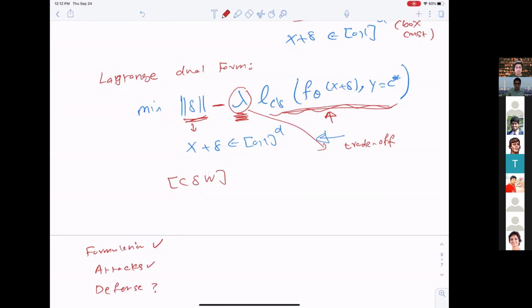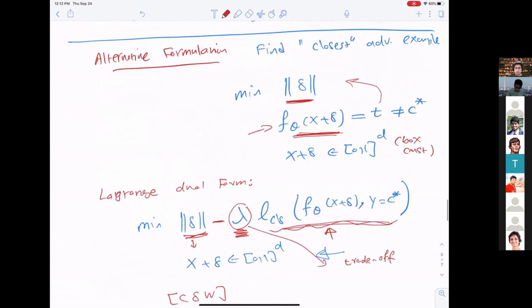All right, so one question is, how do we define closest? It depends on your threat model. In the Lp threat model, I'm looking at the Lp distance between X and X prime, and that's my objective. But you can think about other metrics to define your closeness in this space.